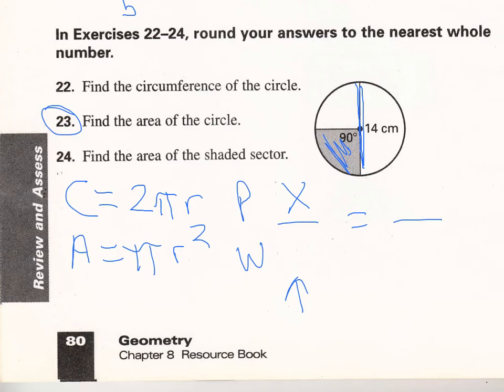Over here, you're going to probably put 90 degrees over how many degrees are in a circle. From there, you need to cross multiply and solve for X. X will be your area of the shaded region. Make sure it's labeled properly.